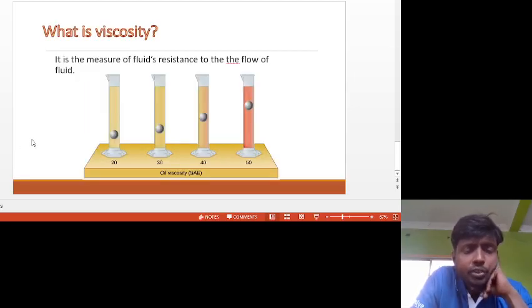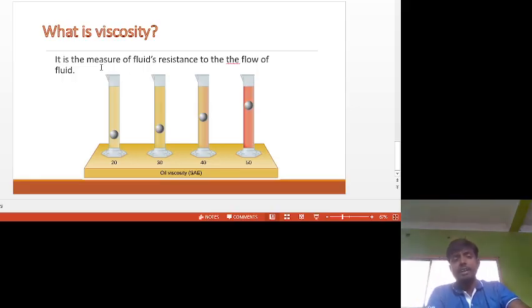And what is viscosity? Viscosity depends on the cohesive force. It is the resistance of fluids to flow. I am giving you one example. Suppose there are three or four tubes with different kinds of viscosity oil, say viscosity 20, 30, 40, 50. Suppose we take three liquids, oil, honey, mercury, and drop three balls into them at the same time.